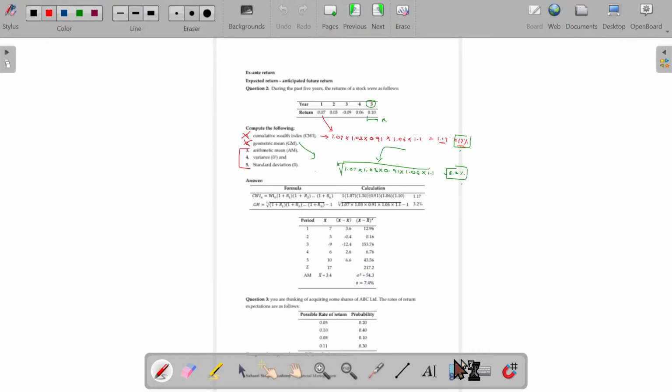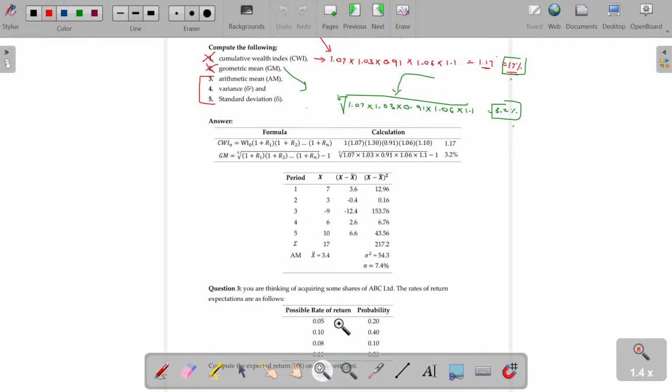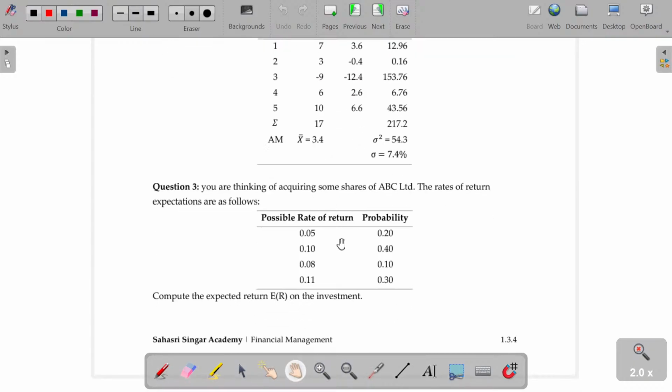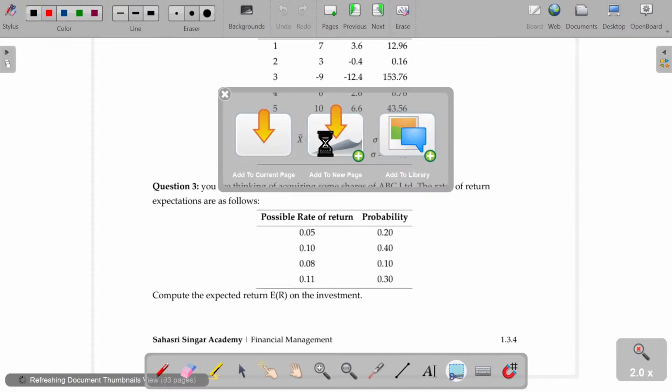In this class, I am going to calculate the expected return based on the probability model. Let's try to solve this one now.